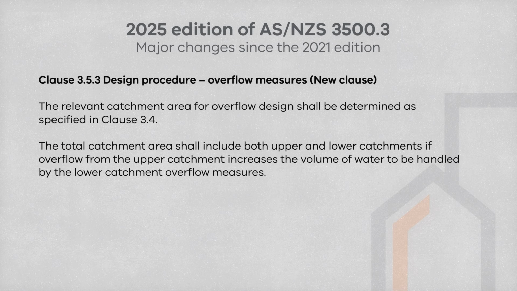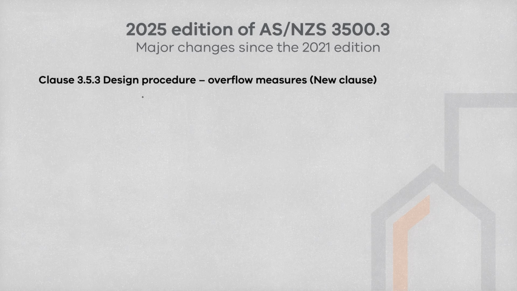Clause 3.5.3 requires you to include any upper roof that can discharge directly or overflow onto a lower roof. This ensures that if all downpipes are blocked, including on the upper roof, the overflow still works and prevents water getting back into the building.